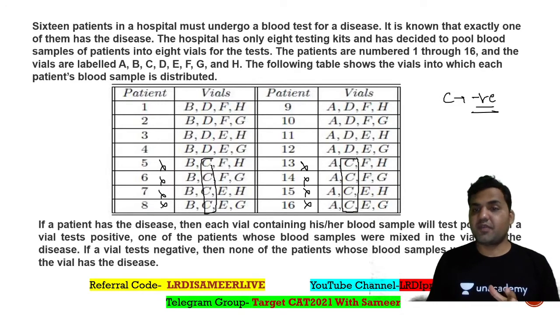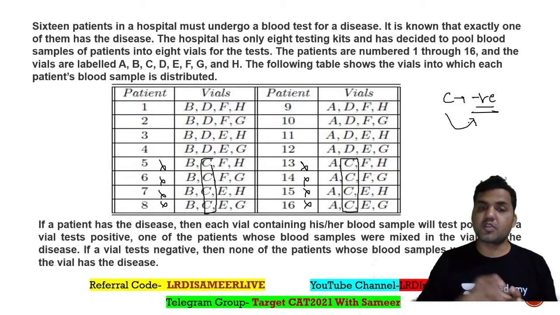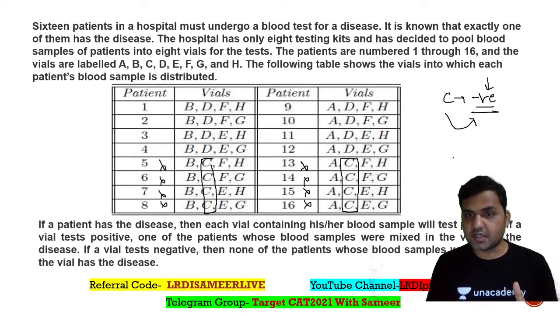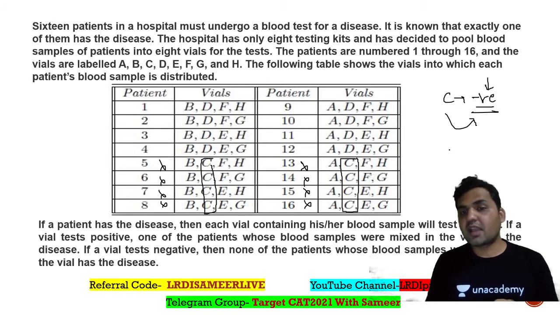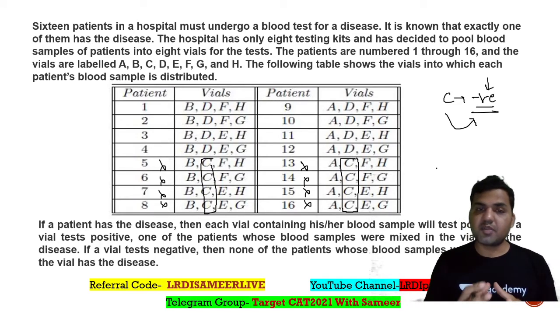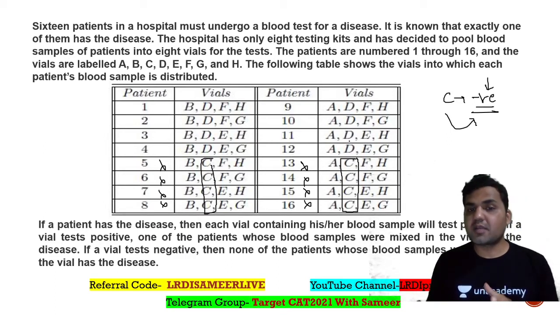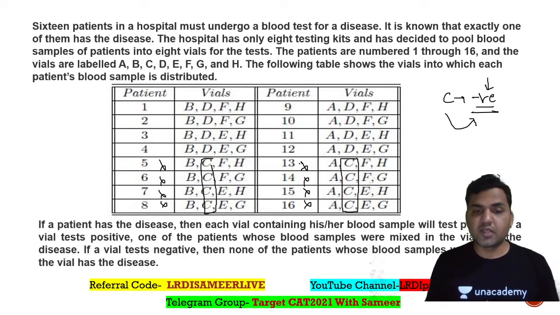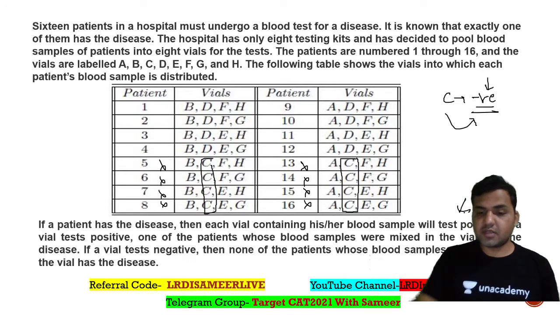So if a particular vial is showing a negative result, that means all those patients whose blood is present in that vial will not have the disease. If a particular vial is showing a positive result, that means all those patients whose blood is present in that vial have the probability of having the disease, right? So these are the important points that you need to note down.